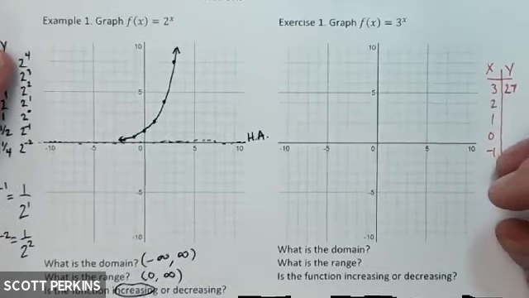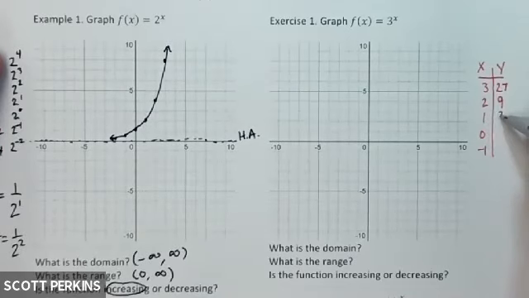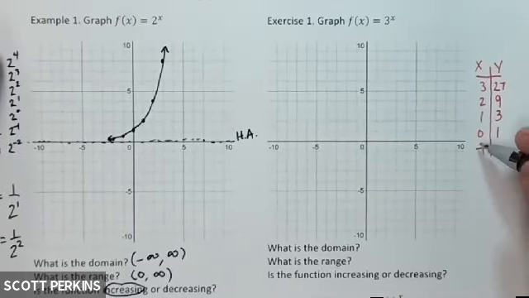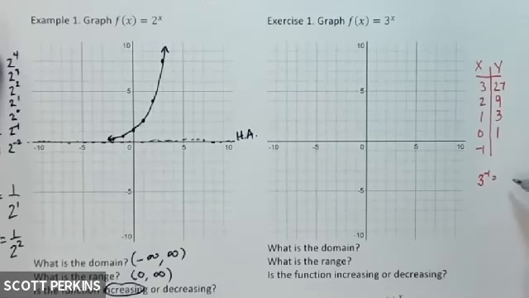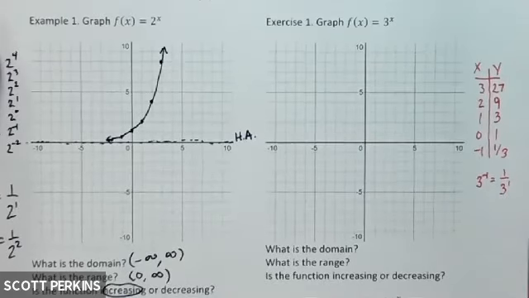over the previous one. Okay, when I put in 2, 3 to the 2nd, or 3 times 3, is 9. 3 to the 1st is 3. 3 to the 0, anything to the 0 power is 1. And then 3 to the -1, remember that negative exponent, it means the base is in the wrong place, so I have 1 over 3 to the 1st, or just 1/3.